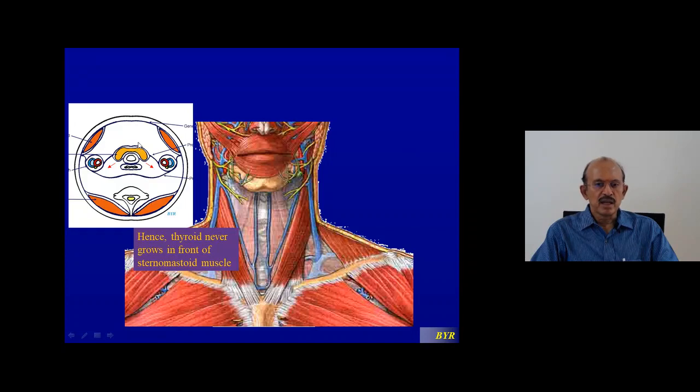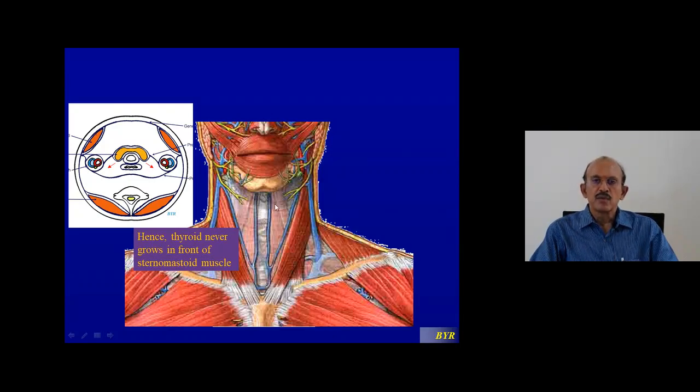So the thyroid gland is situated deep to the sternomastoid muscle. Even when the thyroid gland enlarges, it will never come in front of the sternomastoid muscle. So if you see any lobular swelling in front of the sternomastoid muscle, it is not due to thyroid enlargement. That must be something else, not thyroid swelling. So a thyroid swelling always lies deep to the sternomastoid muscle.